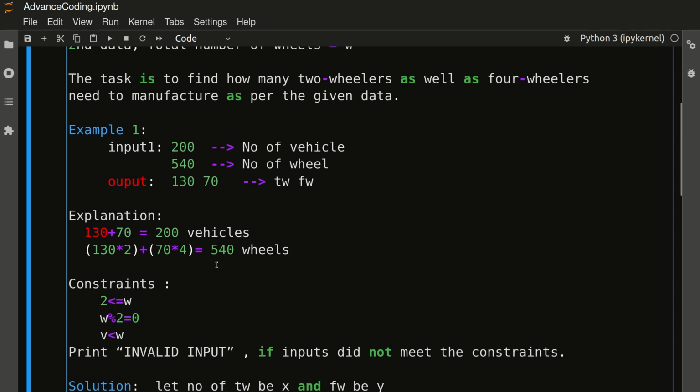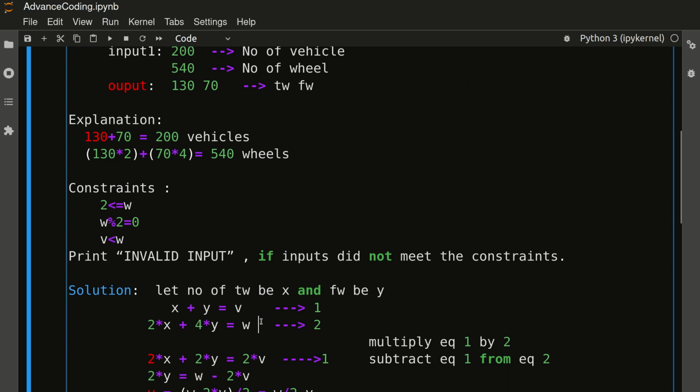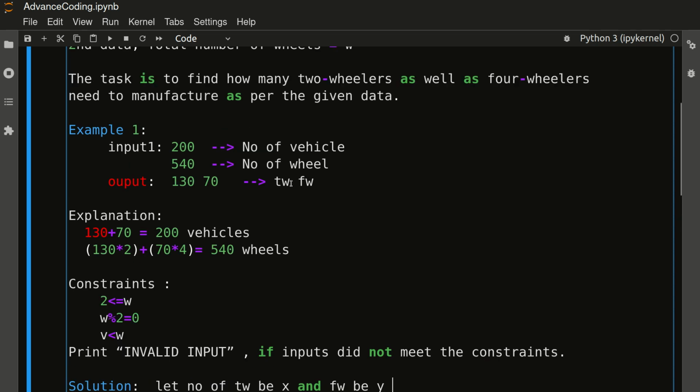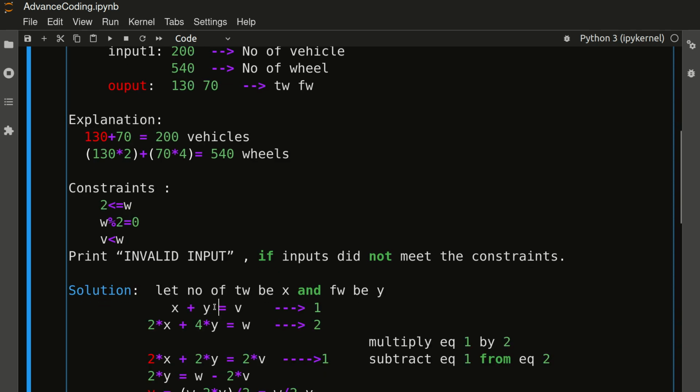Now let us see the solution. The solution will be very easy. We have done all these things, I hope all of you must have done. This is simple maths. What we have done, we let the number of two-wheelers be x and the number of four-wheelers be y, because this only we have to print, how many two-wheelers and how many four-wheelers. Now if it is x and y, then the number of vehicles will be x plus y, because the number of vehicles is nothing but the sum of two-wheelers and four-wheelers. If you add this, you will get the number of vehicles.